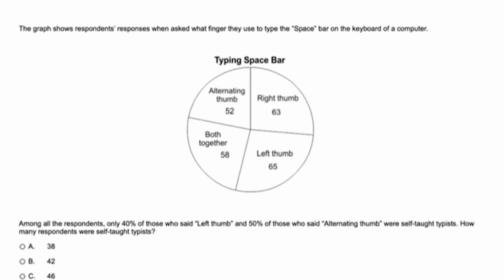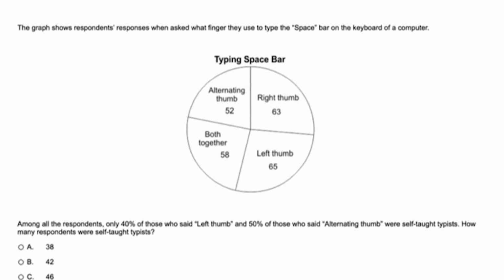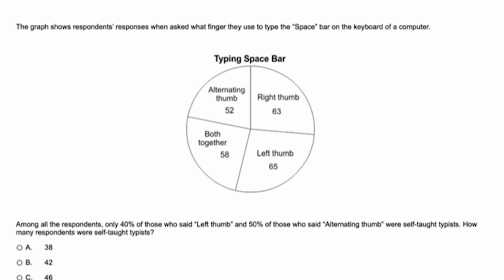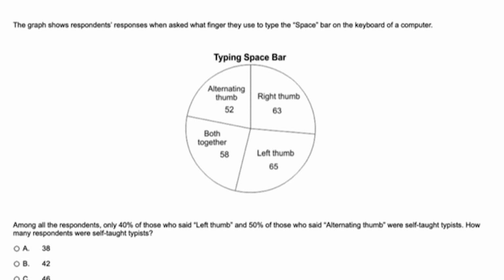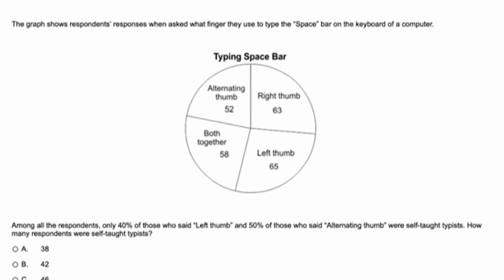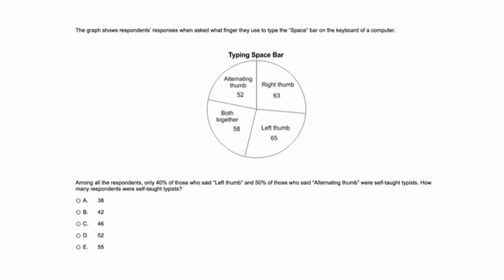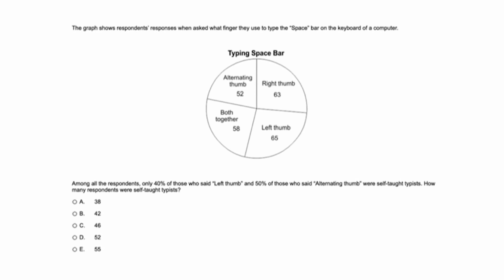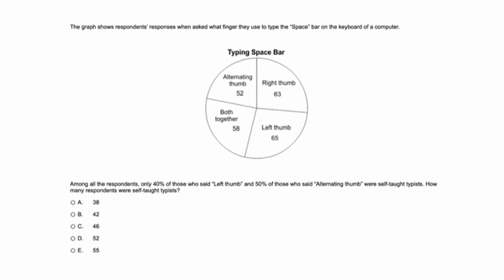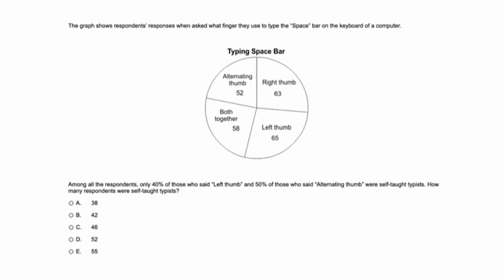So we need to look at how many people said left thumb, that is 65, and how many people said alternating thumb, which is 52. Then you need to be able to work out 40% of 65 and 50% of 52. To work out 40% of 65, an easier way to do this would be to convert this percentage to a decimal in your head, which is 0.4. And then you can type 0.4 times 65 into your calculator, which is 26. And then 50% of alternating thumb, now obviously this is just a half, so half of 52 is also 26.